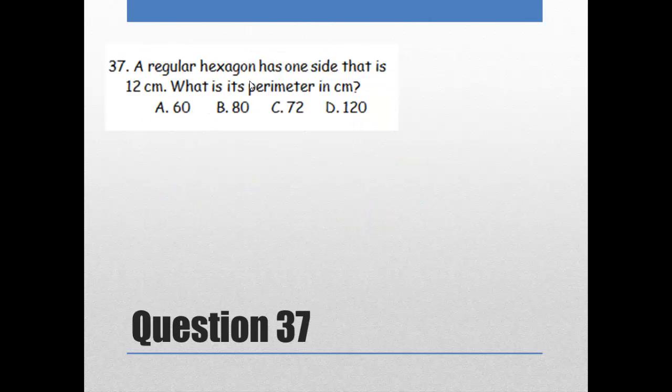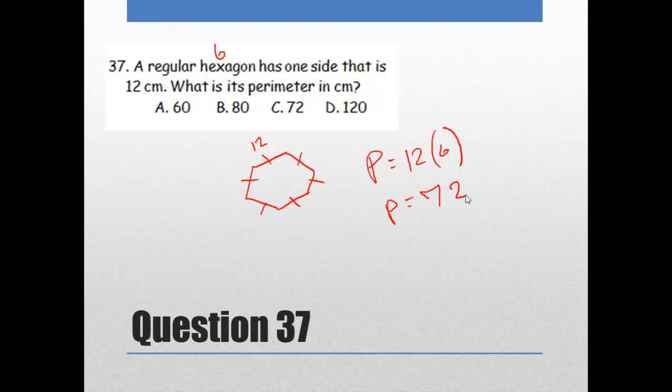Okay, regular hexagon, so we're talking 6 sides, has one side that is 12 centimeters. What is the perimeter? Well, the perimeter is the distance around it. Let's try to draw one. That's pretty darn good. It's regular, so all the sides are the same. And one side is 12, so all sides are 12. So to find the perimeter, we'll just take that 12 and multiply it by the number of sides. In this case, 6. So the perimeter equals 72 centimeters.